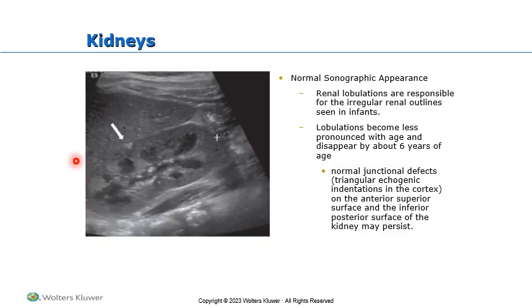Here's another example here in this image where you can have a normal junctional defect. So here is a normal junctional defect where basically the kidney kind of came together at this particular area and it left this little fibrotic area. It will look like basically an arrow of echogenic material pointing into the kidney.